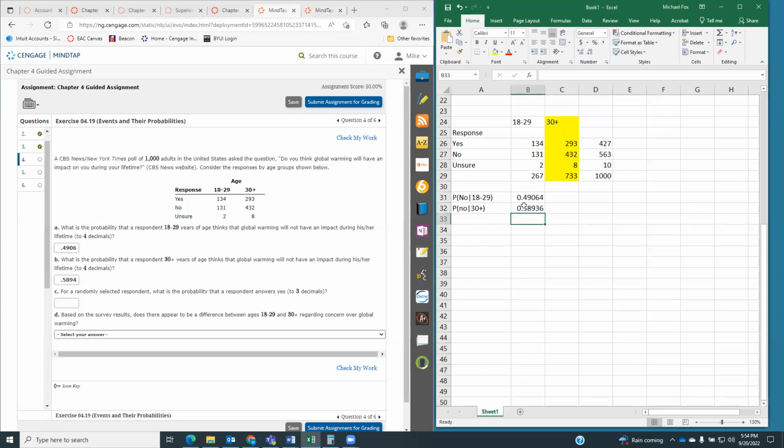Remember, if you don't like doing the rounding in your head, you can always do this and then reduce the number of decimals. Whoops, I did it wrong. And it will do the rounding for you, which is kind of nice.